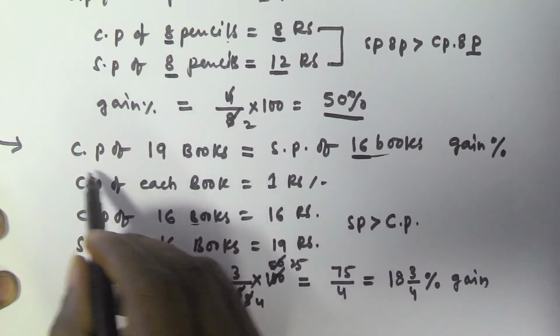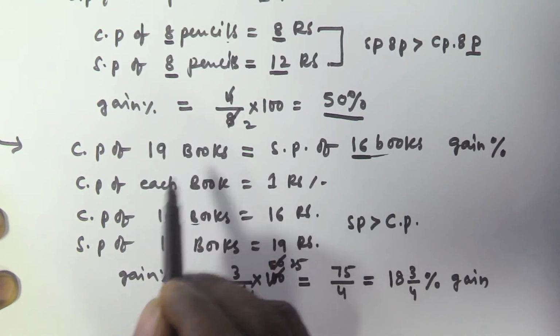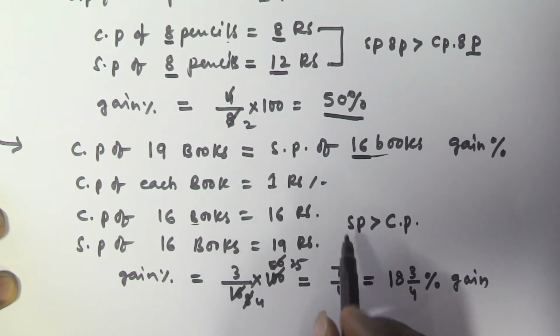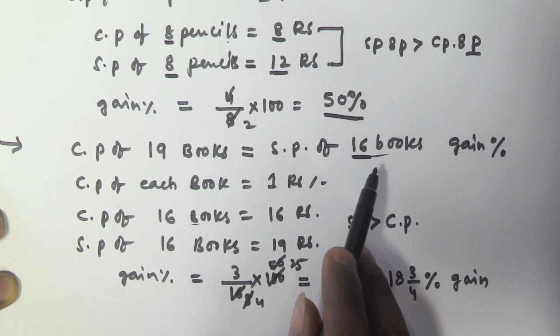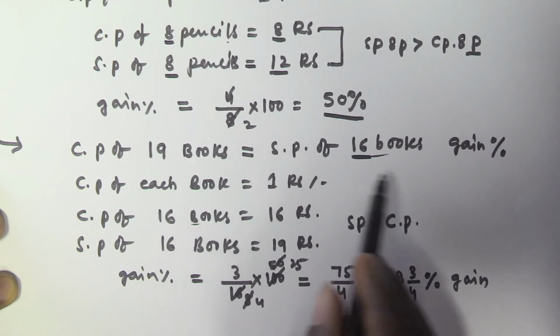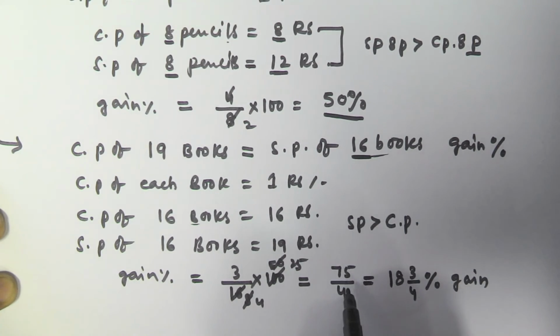So this is the way to solve this kind of problems. Whenever you get a problem in this format, where the cost price of some items is equal to the selling price of some other items, you can use this procedure to solve it. So I hope you got this one.